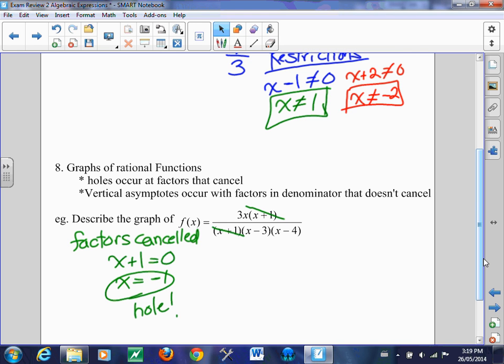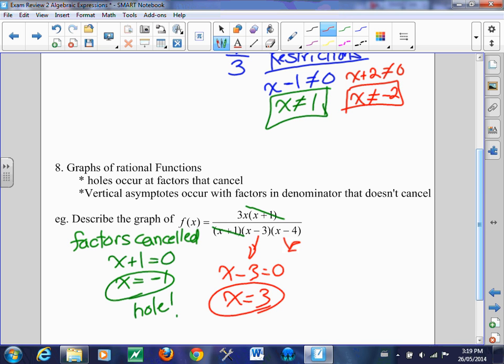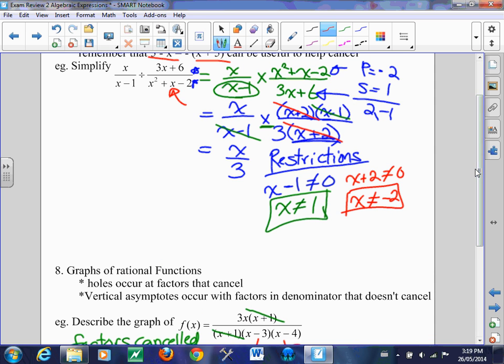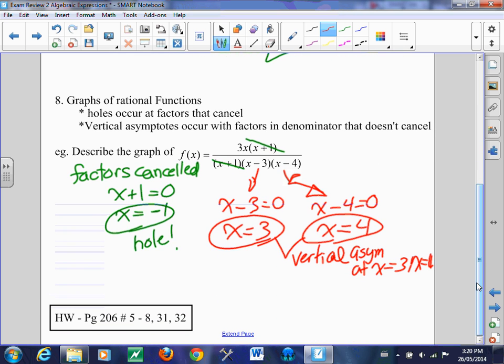Factors that don't cancel, which are these ones. So x minus 3 equals 0, so x equals 3. And the other one, x minus 4 equals 0, so x equals 4. These two are both what we call vertical asymptotes, and that's at x equals 3 and x equals 4. Just to reiterate, guys, I noticed we had a factor of 3 up here, but it's in the numerator, so we don't worry about it. It's the ones that are in the denominator, because it's based on your restrictions.